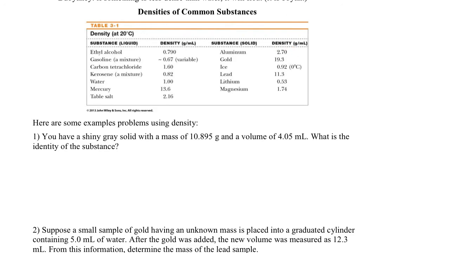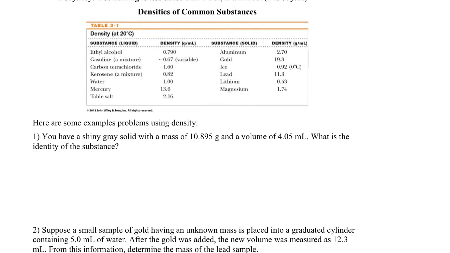Notice that we don't see a lot of densities here that are similar to one another. This is because density is an intensive property, and that's why it can also help us identify different types of substances. We can measure the density for a given substance and then compare it with known values to discover what it might be. Here's an example. Suppose you have a shiny gray solid with a mass of 10.895 grams. Its volume is 4.05 milliliters. What is the identity of this substance?